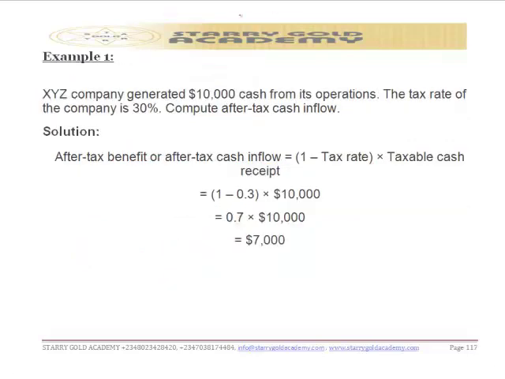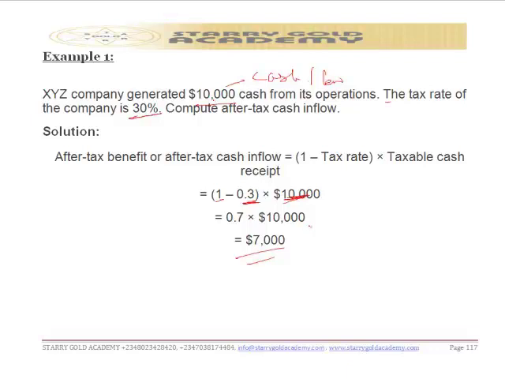For example, XYZ company generated 10,000 cash from its operation. This is ordinary cash flow. The tax rate on income is 30%. Compute the after tax benefit. You can see the cash flow is 10,000. The tax is 30%, 0.3, 1 minus 0.3. So we have 7,000 as our after tax benefit.